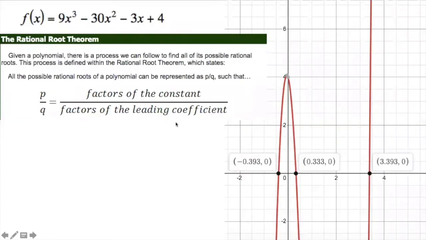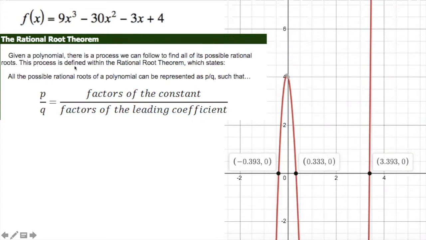Even more informative than Descartes' rule of signs would be something called the rational root theorem. So the rational root theorem says, given a polynomial, there is a process we can follow to find all of its possible rational roots. Remember, a rational number can be written as a fraction. It is a terminating decimal. It does not go on forever. So it's not something goofy like the square root of 3 or the square root of 7. It's a fraction, and if it's a decimal, it terminates or stops.